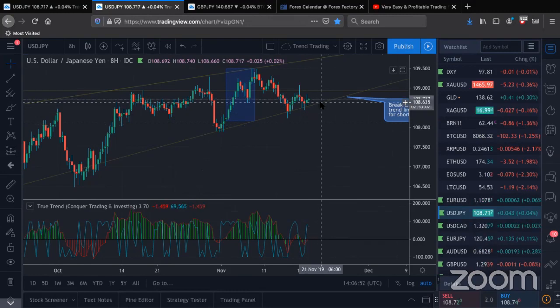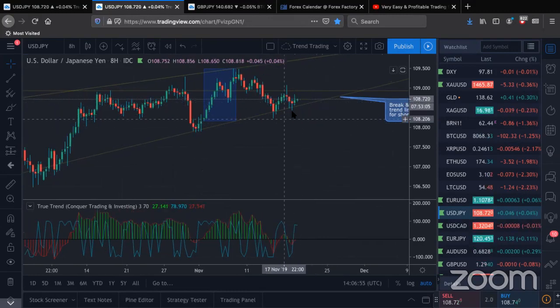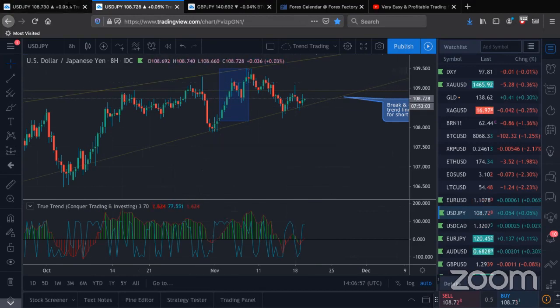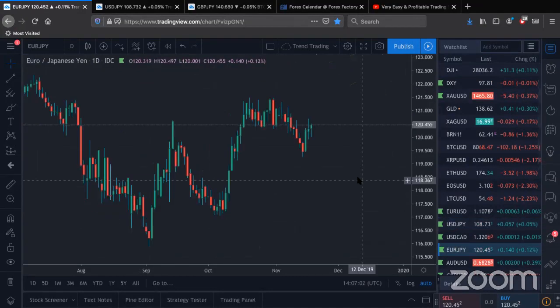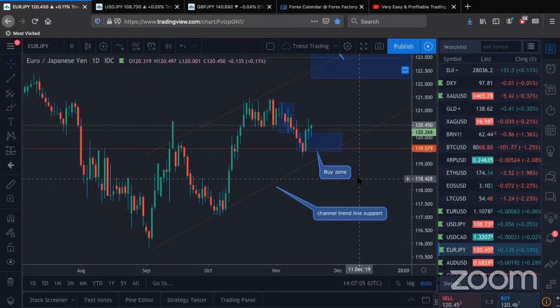So I am long right here. I have my stop down here. We'll see how that develops. Let's keep it moving. I also wanted to move first over to the Euro Japanese yen.